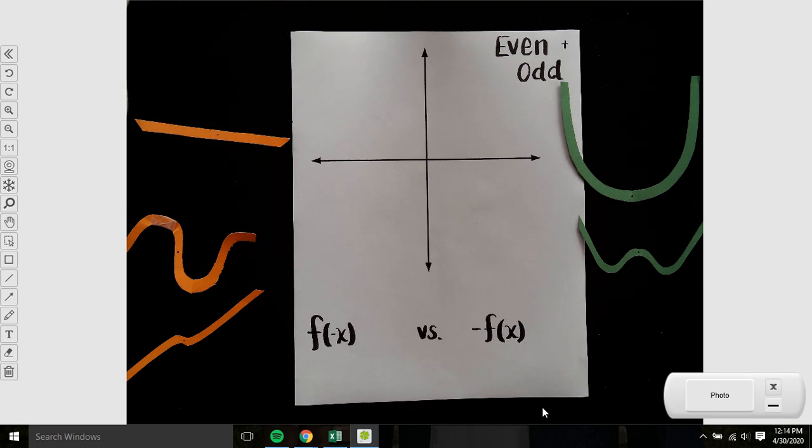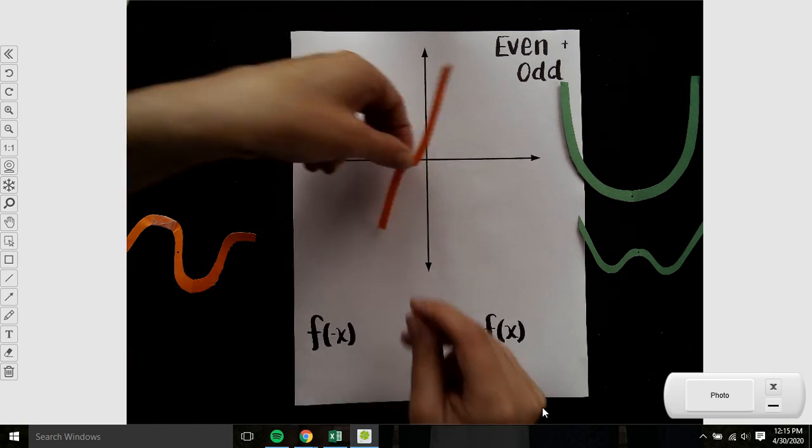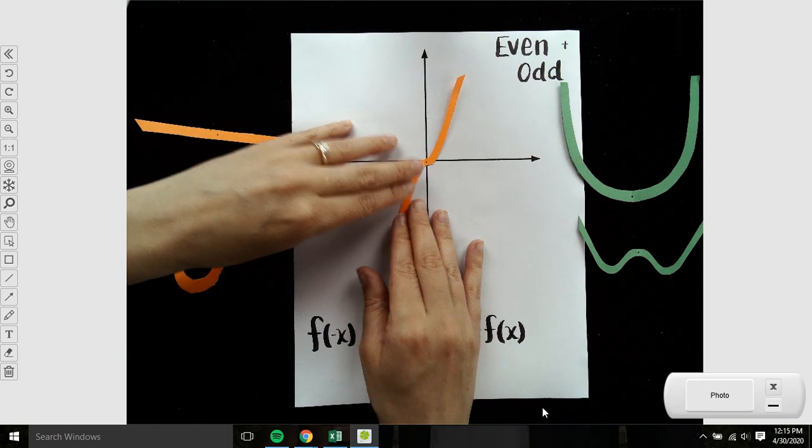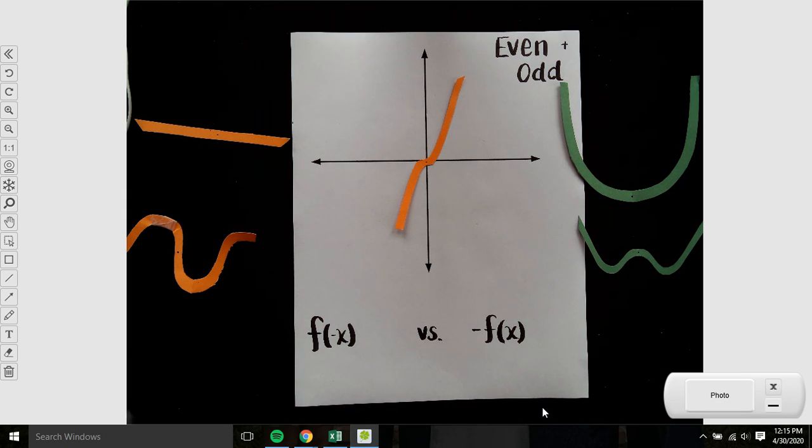Now I have a couple of different odd functions to show you. Odd functions are not the same as even. Instead of being symmetric about the y-axis, they are symmetric with respect to the origin. So let's keep in mind that the origin is where the x and y-axis meet. And in your notes, you'll see that it says that the graph would look the same when rotated 180 degrees. So that's exactly what I'm going to do.